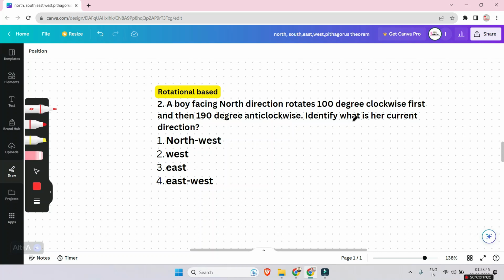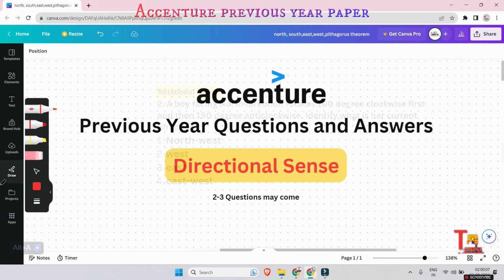This is the previous year directional sense problem. Some of you can solve the problem, but in a lengthy way. I will solve this in only 10 seconds and in just one line. How? To see this, please watch the video till the end.